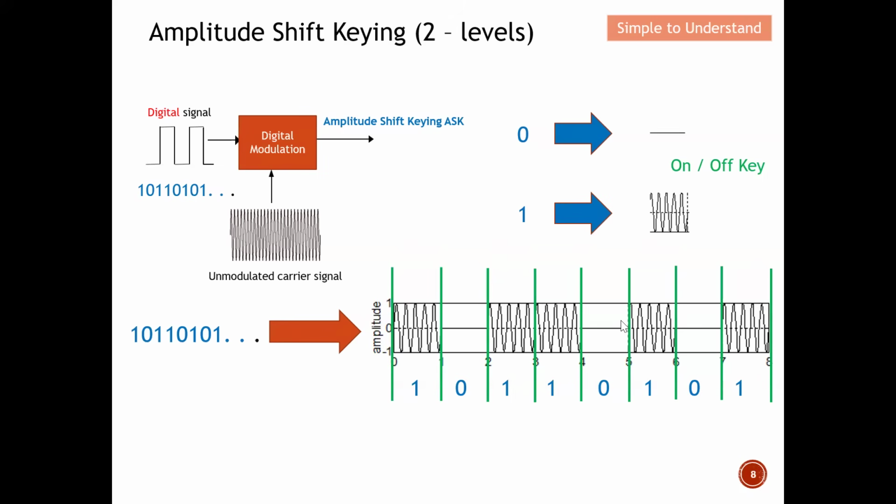I can easily represent the digital signal using amplitude shift keying. By controlling whether it is on or off, I will be able to represent this string of digital signal here. So this is what is known as amplitude shift keying, which is 2 levels. So let's take a close look. What does all this mean here?